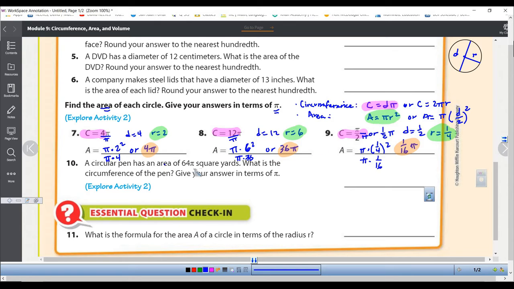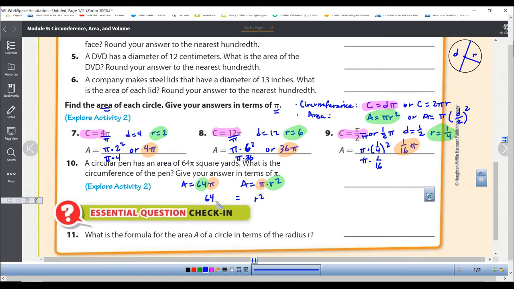All right, so a circular pen has an area of 64 pi yards. What is the circumference? So this one's going the opposite direction, right? They gave us the area, and now they're asking for the circumference. So again, what is the formula for area? The formula for the area of a circle is pi times the radius squared, right? So do you see right here we have pi, and right here we have pi. So what does that mean? Well, what's the other part there? 64 and r squared. So if the area is 64 times pi, and the area is pi times the radius squared, what does that mean? That means 64 is equal to r squared, right?